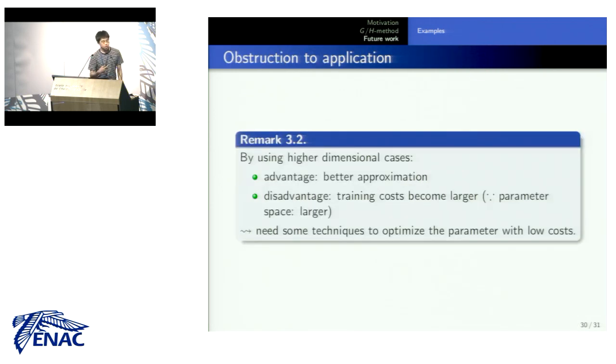We want to apply the distributions to actual problems. By using higher dimensional representations, we can obtain better approximation. But the training costs become larger because the parameter space becomes larger. So we need some techniques to optimize the parameters at low cost.